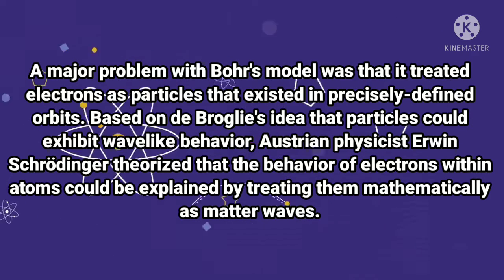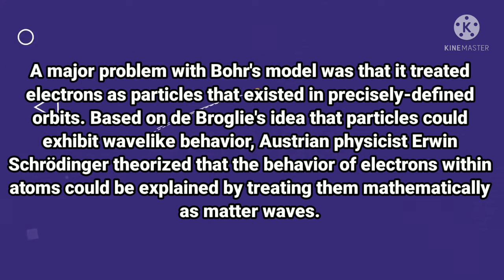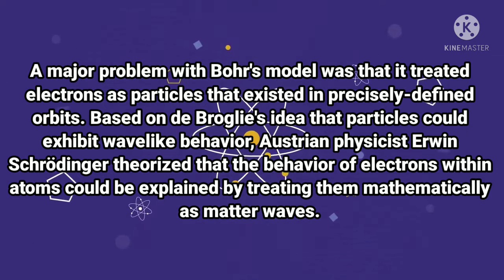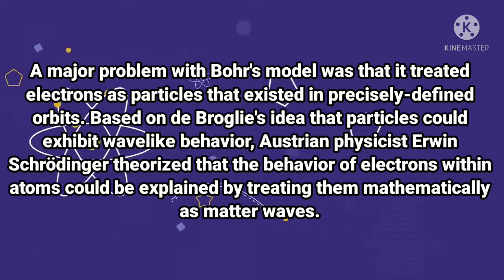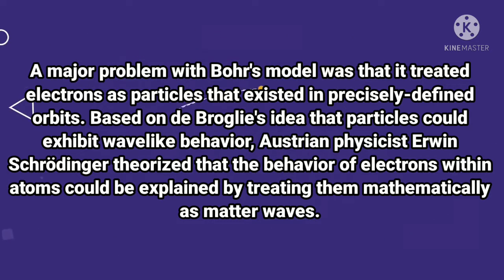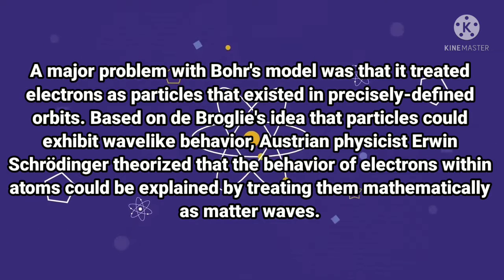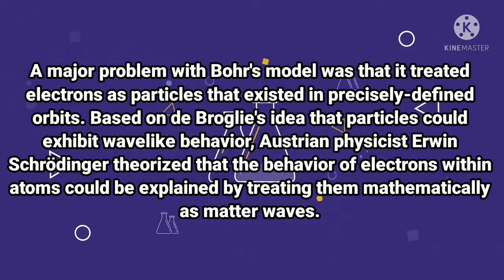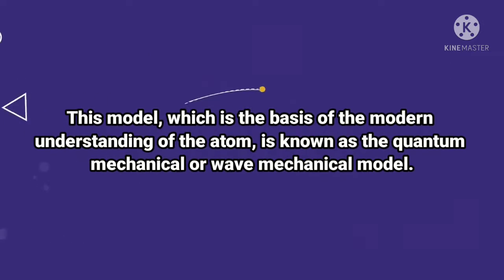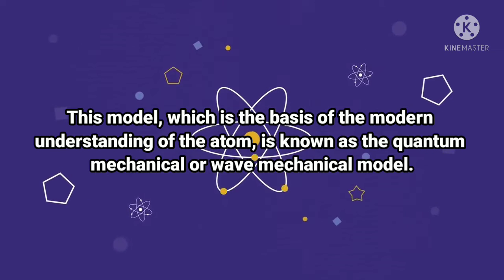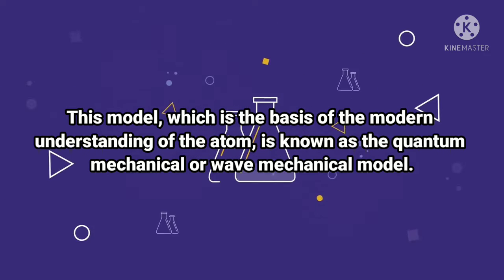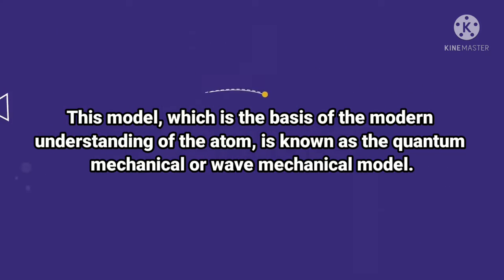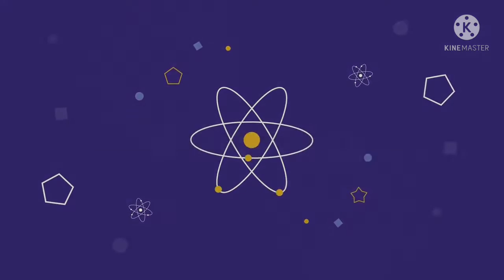Based on de Broglie's idea that particles could exhibit wave-like behavior, Austrian physicist Erwin Schrödinger theorized that the behavior of electrons within atoms could be explained by treating them mathematically as matter waves. This model, which is the basis of the modern understanding of the atom, is known as the quantum mechanical or wave mechanical model.